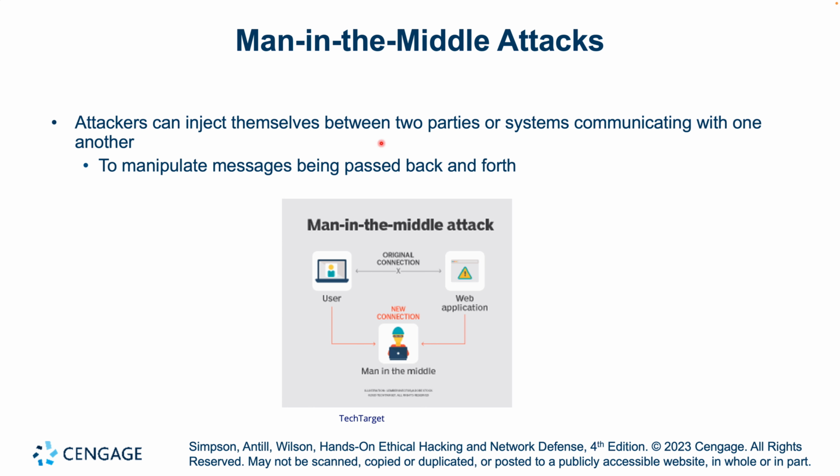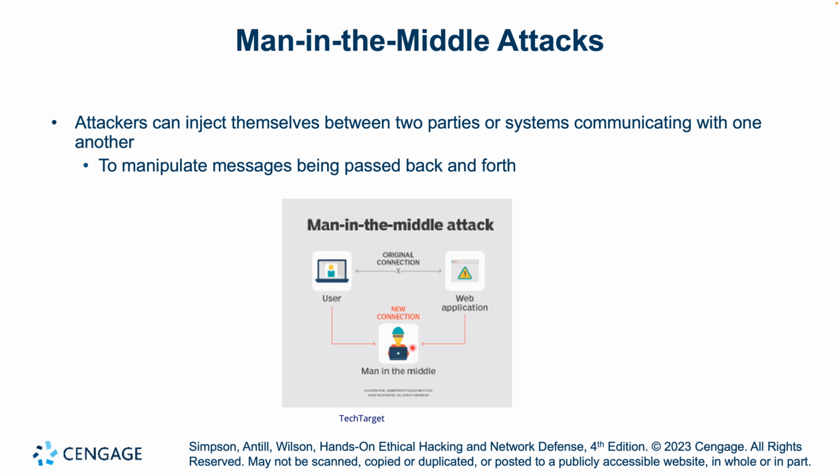Now, I want to spend some time talking about man-in-the-middle attacks. Attackers can inject themselves between two parties, as you see over here. Instead of having a direct connection between the web application and the user, the attacker is the one sitting between them. So any communication between the user and the web application will basically go through the attacker.